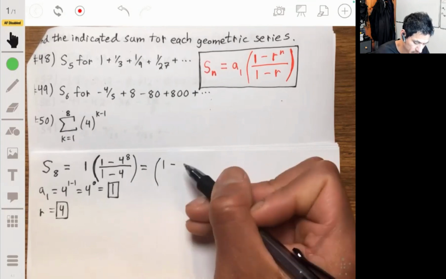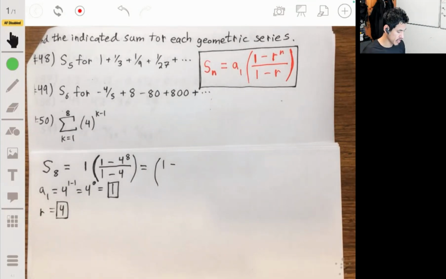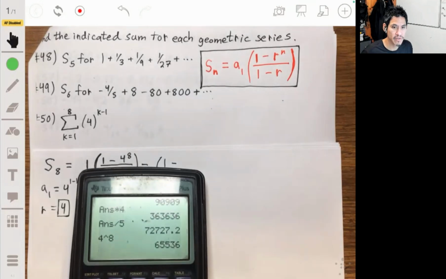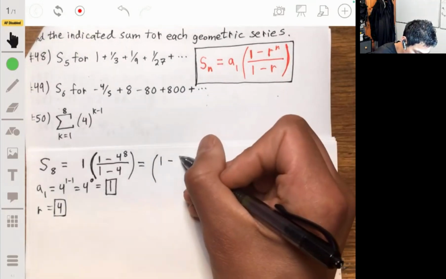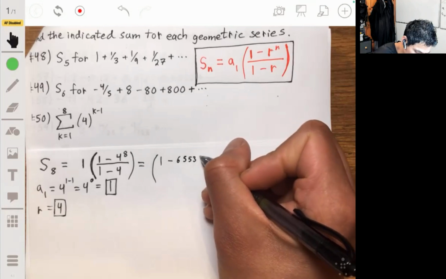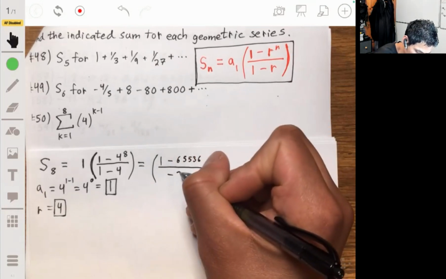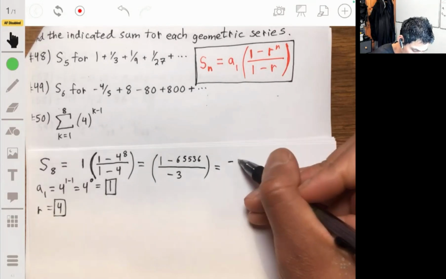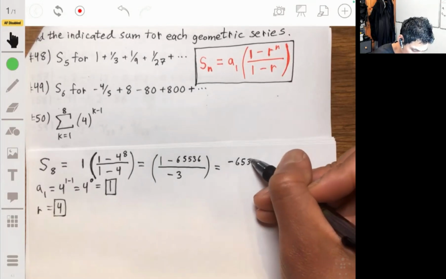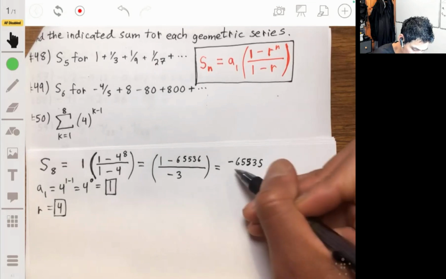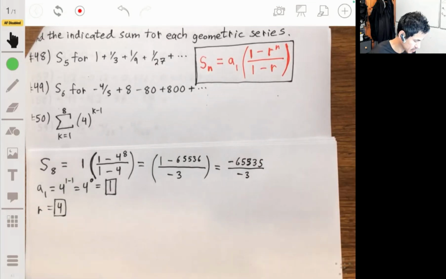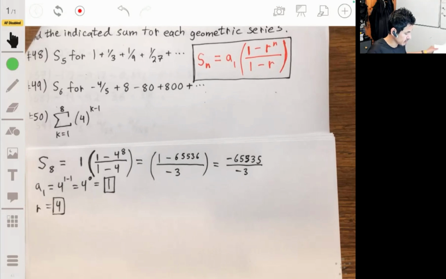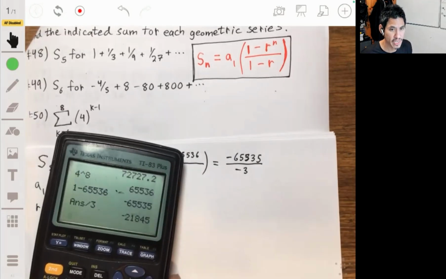It'll be 1 minus 4 to the 8th, which is 65536, all over negative 3. We'll get negative 65535 over negative 3. I think it works out evenly. Yeah, positive 21,845.